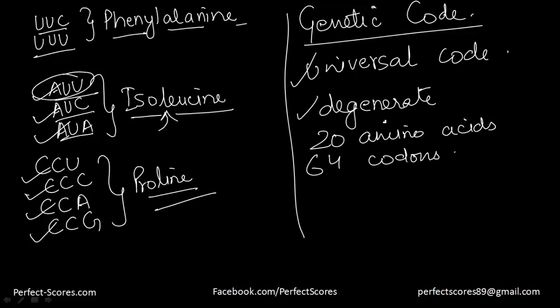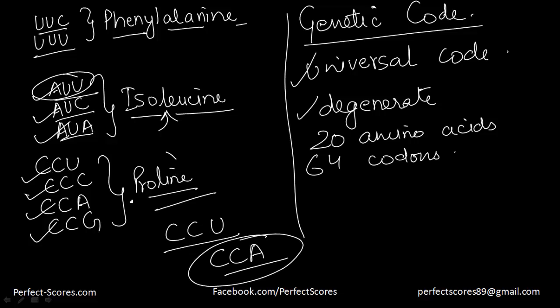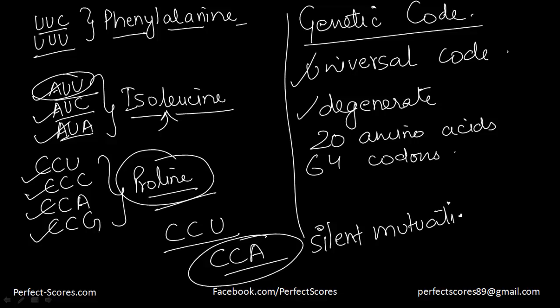That is why it is degenerate, and this allows for silent mutations, whereby a change in the DNA sequence does not affect the polypeptide sequence. Let's suppose there was a mistake and instead of CCU, CCA got coded. Even then, the resulting amino acid is going to be the same. The polypeptide sequence is going to remain the same. That kind of mutation is known as a silent mutation, where a change is happening, but it is not resulting in an effect.